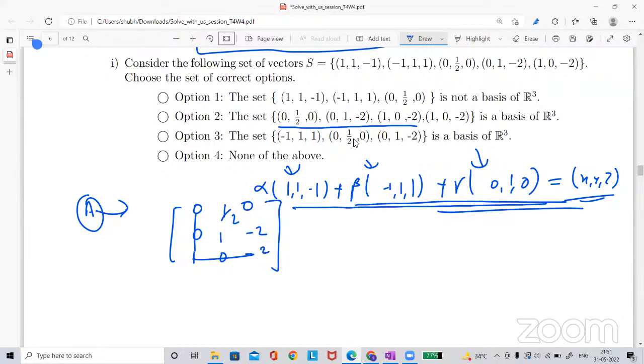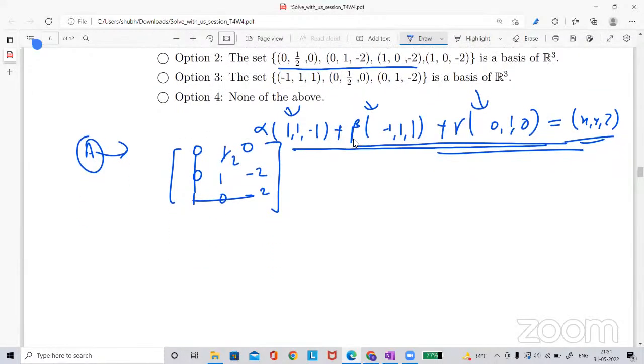But in finding the basis, we need to check two conditions. When you have a set and want to check whether it is a basis, first check whether these vectors are linearly independent or not. The second thing is you have to check whether the span of this is the whole vector space or not. If these two are satisfied, then this is a basis.